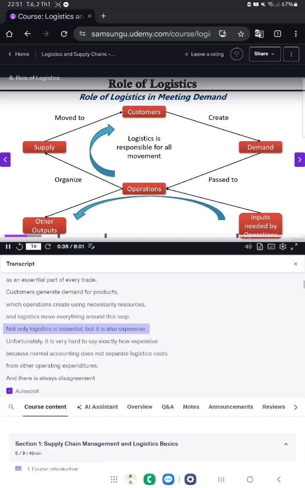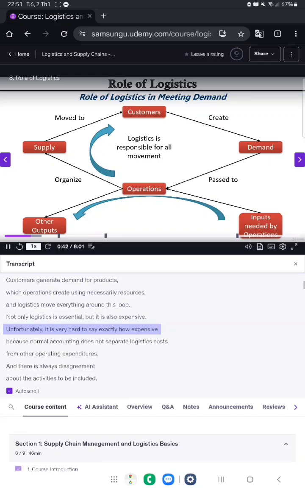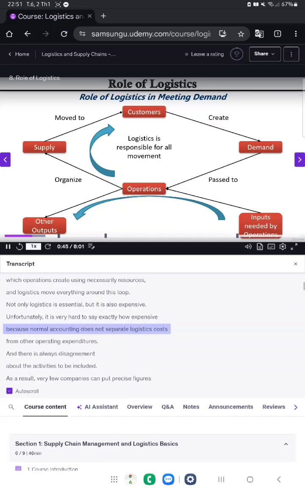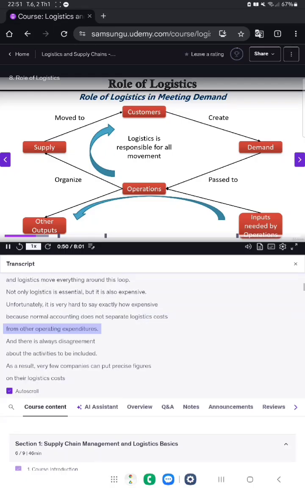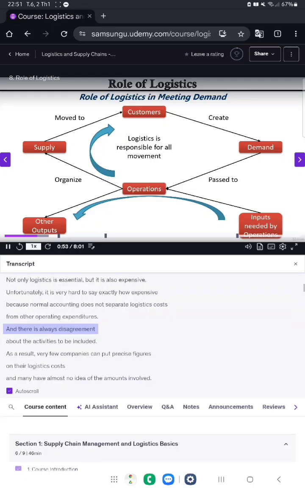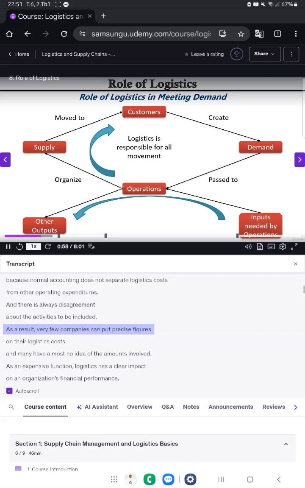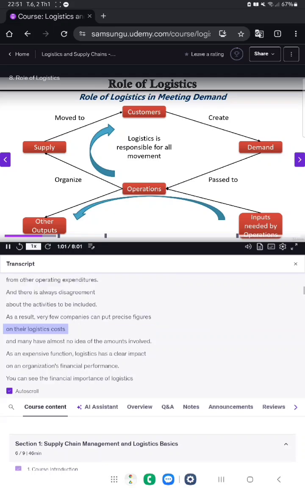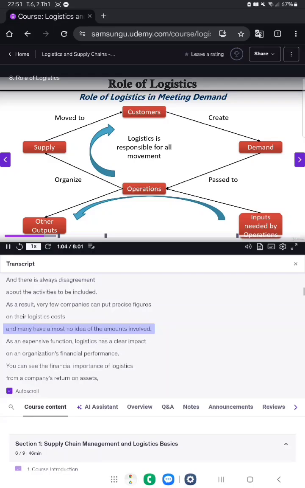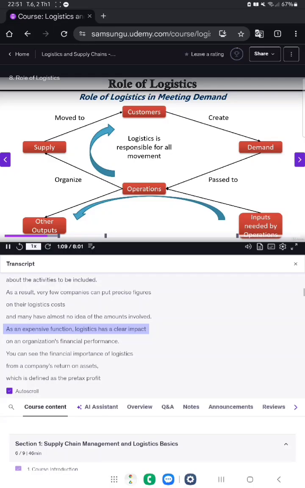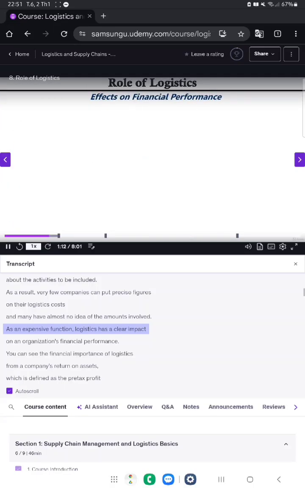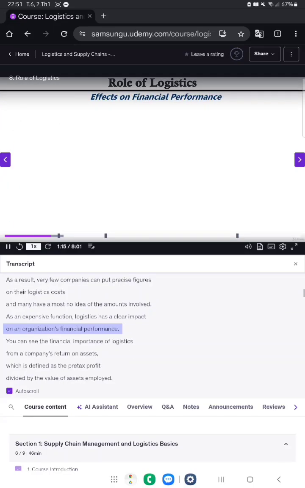Not only is logistics essential, but it is also expensive. Unfortunately, it is very hard to say exactly how expensive, because normal accounting does not separate logistics costs from other operating expenditures, and there is always disagreement about the activities to be included. As a result, very few companies can put precise figures on their logistics costs, and many have almost no idea of the amounts involved. As an expensive function, logistics has a clear impact on an organization's financial performance.